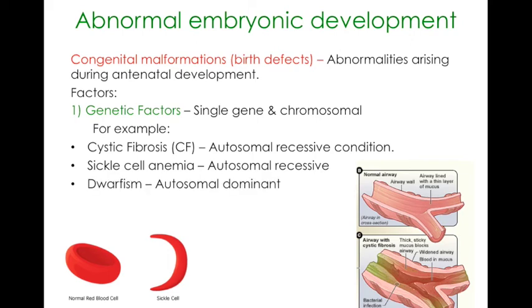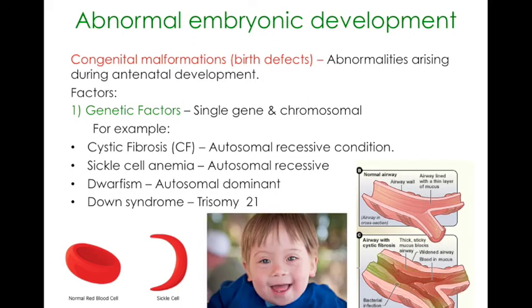Okay. Other things include dwarfism and Down syndrome, which are also congenital malformations that arise from issues with the chromosomes in an individual. Here's an image of a child that has Down syndrome, and you can see some of the characteristics there. We will talk about this in later chapters, but it's good to give you an indication of some of the things that can go wrong.